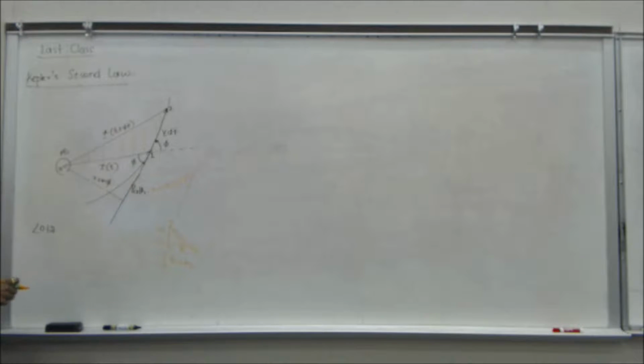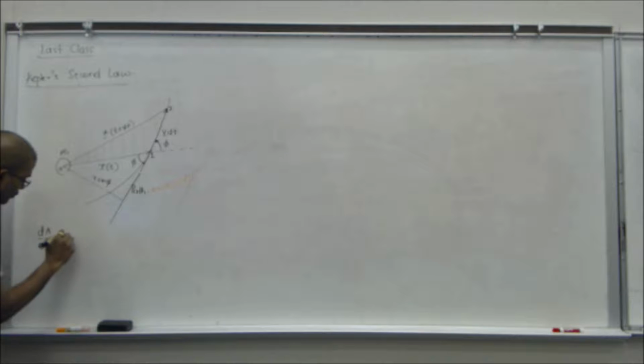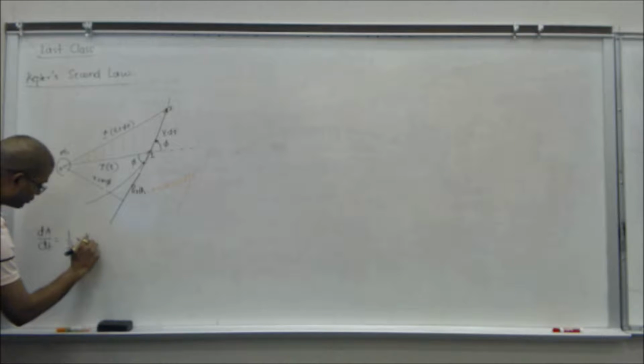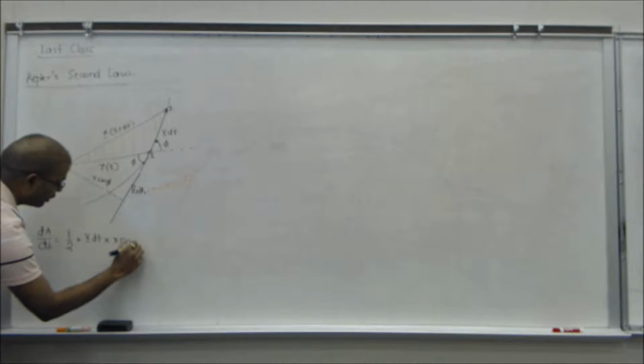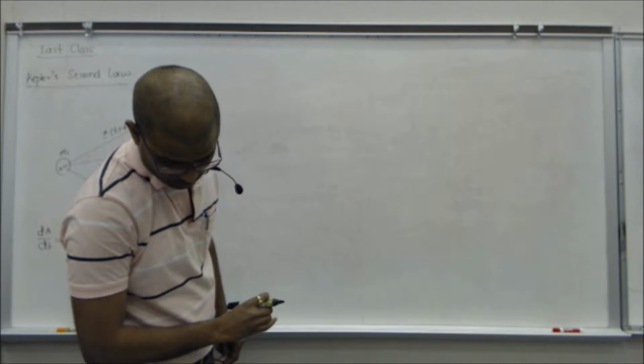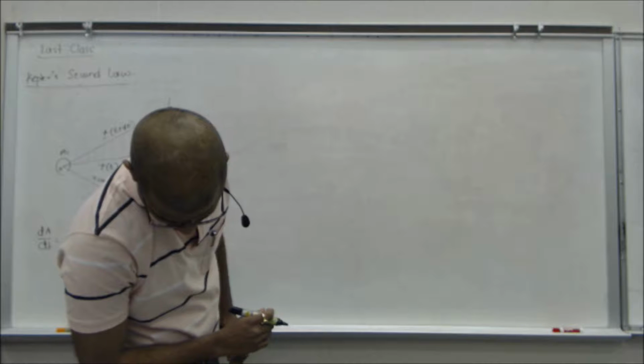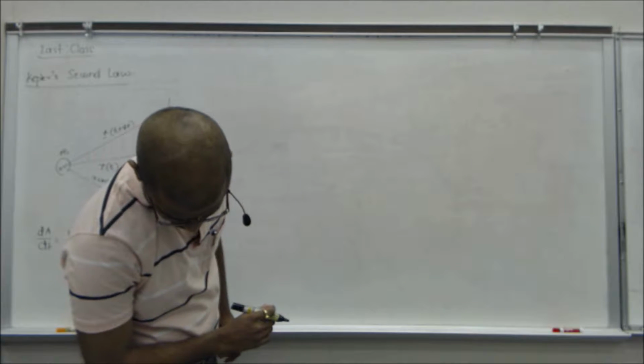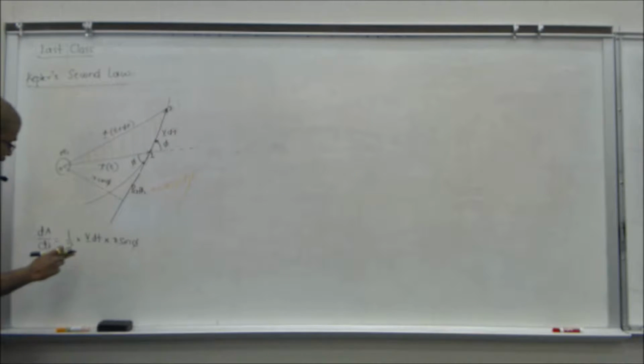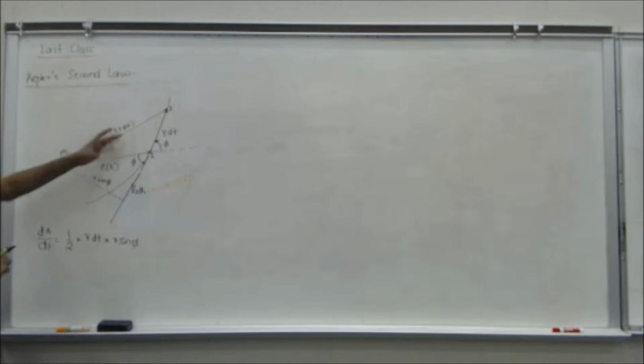So we need to know what is dA? What is dA over dt? So dA over dt is equal to half into base, which is v dt, into r sine phi. So if you're considering just the area, you can say this is v dt, right?